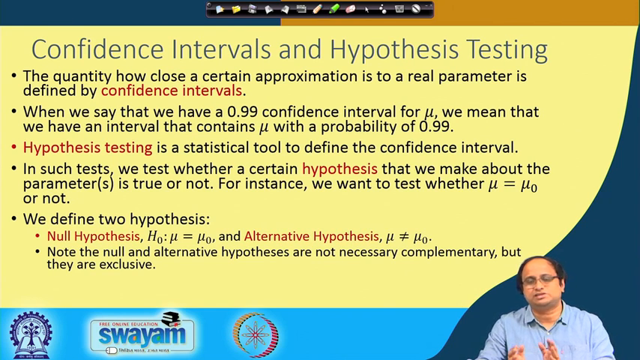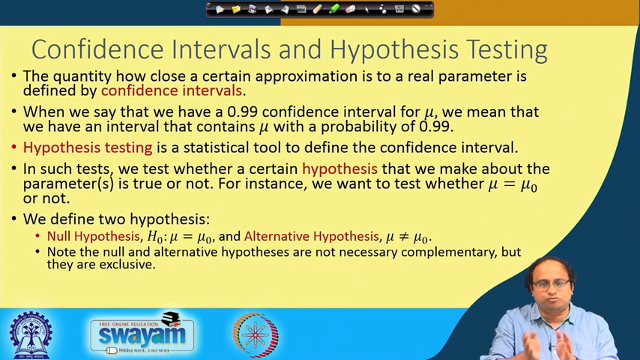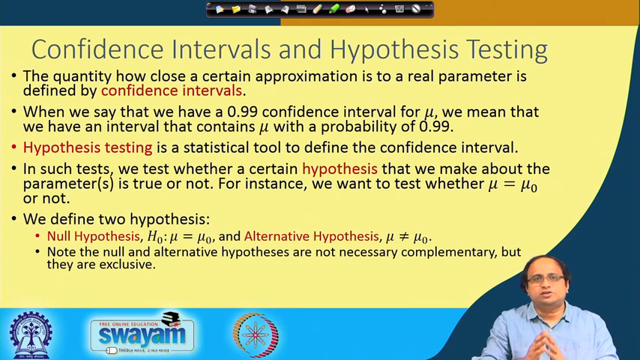That means we are saying that there is an interval which engulfs mu with a high probability. Hypothesis testing is a statistical tool to define this confidence interval. In such tests, we make a hypothesis, which is essentially a claim about the parameter or parameters. For example, we want to test whether mu is equal to mu 0 or whether mu is not equal to mu 0.